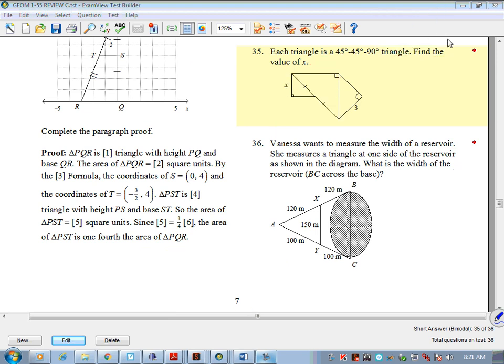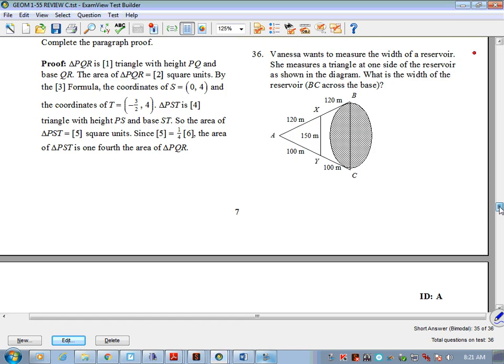Cannot wait. Number 36. Vanessa wants to measure the width of a reservoir. She measures a triangle at one side of the reservoir as shown in the diagram. What is the width of the reservoir? What we're going to look at here is that Y is the midpoint of AC, because we see 100 and 100 on either side of it. And then we see that X is the midpoint of AB, because 120 and 120 on either side of it.